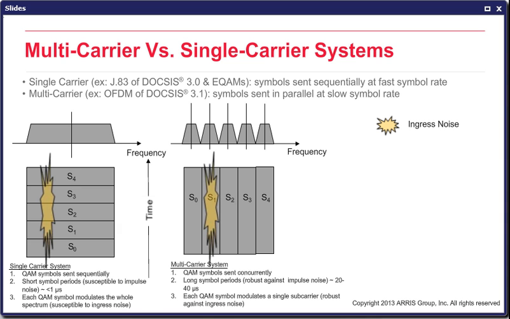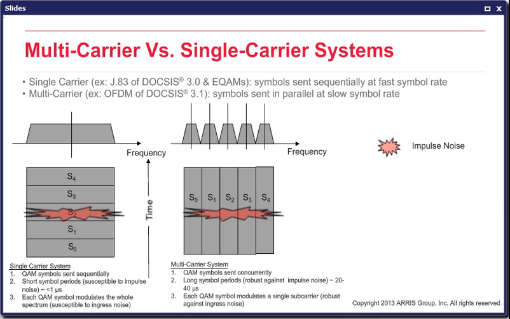So I would like to show the benefits of single carrier versus multi-carrier systems in the presence of different kinds of noise. This is at a high level. If we show an ingress noise, which is a narrowband interference hitting both systems, you can see that it affects all symbols in the single carrier case, and it affects a small number of symbols in the multi-carrier case. So OFDM is much better in terms of noise robustness when it relates to ingress noise.